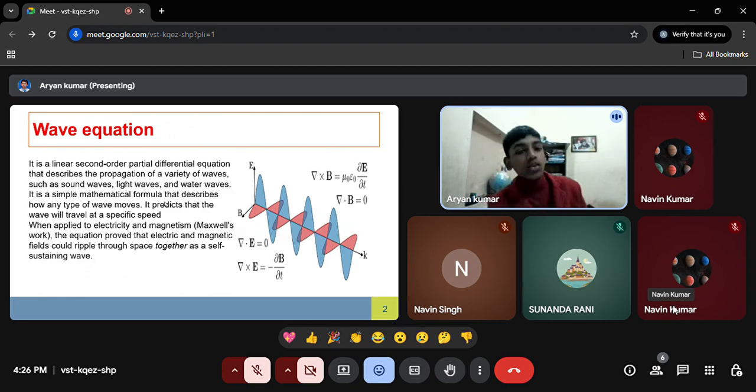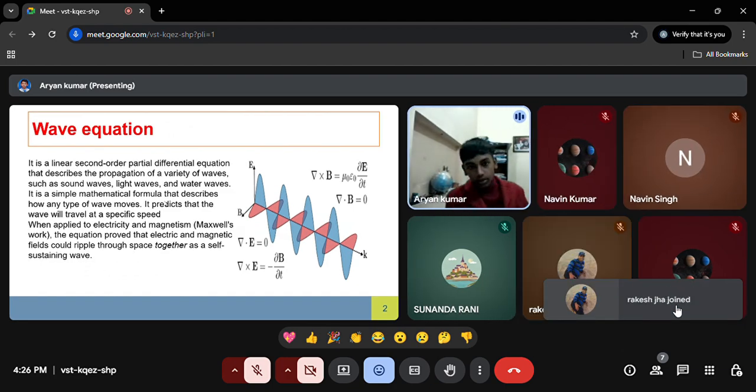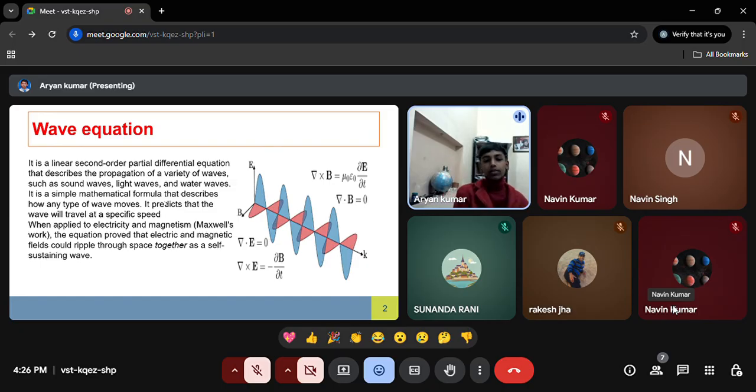So wave equation. It is a linear second order partial differential equation that describes the propagation of varieties of waves such as sound waves, light waves, and water waves. It is a simple mathematical formula that describes how any type of wave moves. It predicts that the wave will travel at a specific speed when applied to electricity and magnetism. So the equation proved that electric and magnetic fields could ripple through space together as a self-sustaining wave.